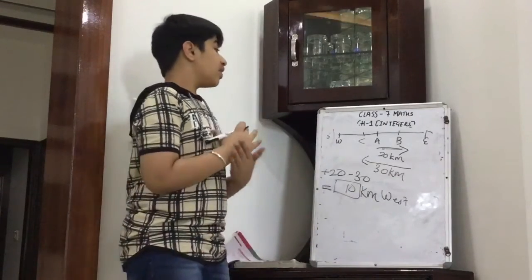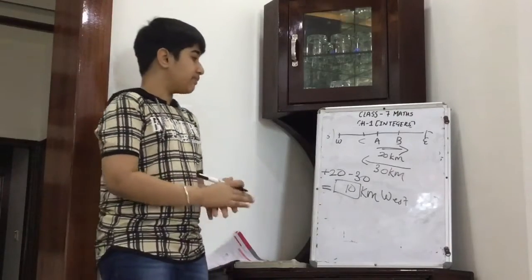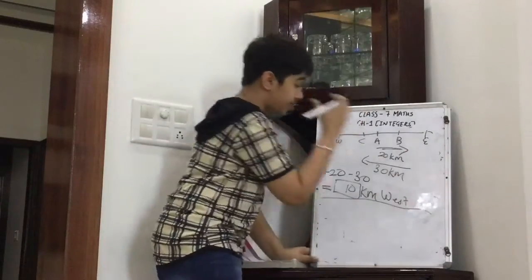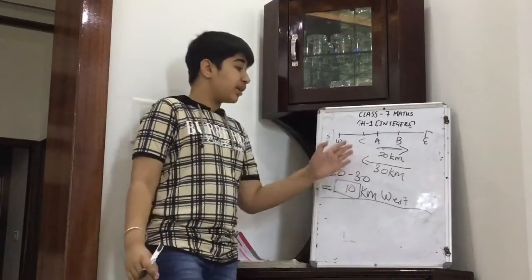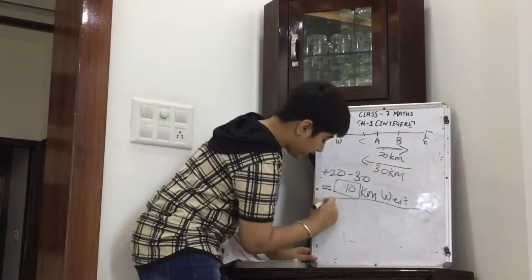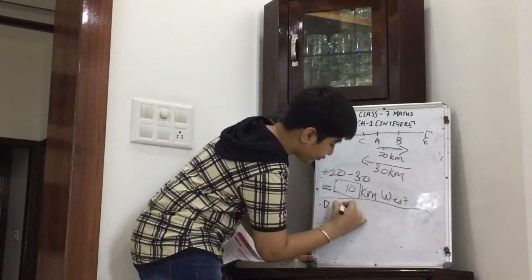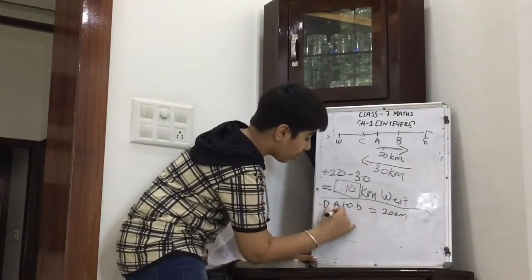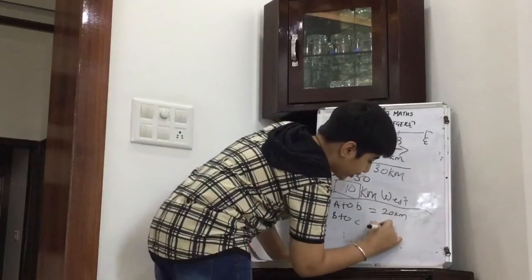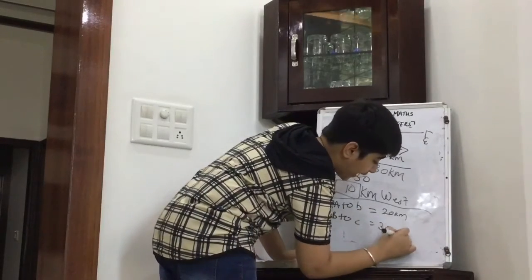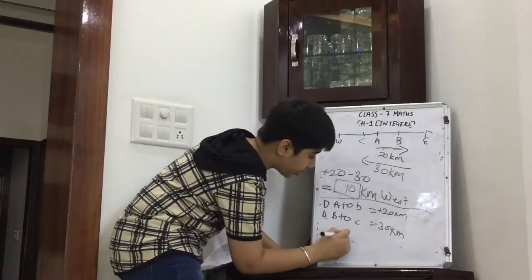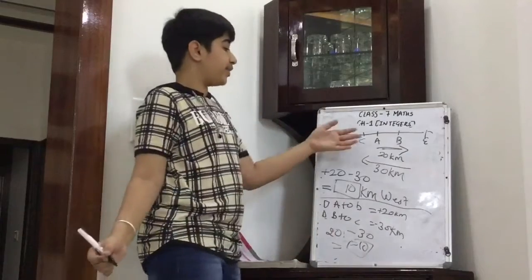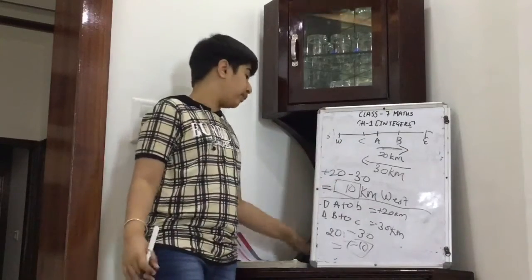In other ways, if we don't do a number line, there is another method also that is actually very easy. This is the easy method, but I will explain that also. We can write distance from point A to B is 20 kilometer. Distance from B to C is equal to 30 kilometers, but we will write here minus and here plus. So 20 minus 30 is equal to. I recommend this method because understanding in this method is better.